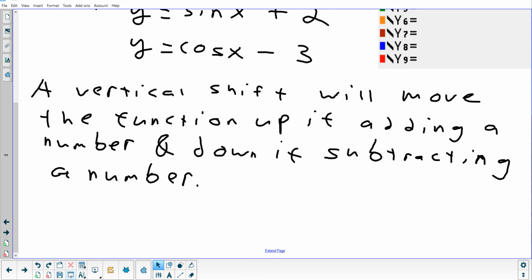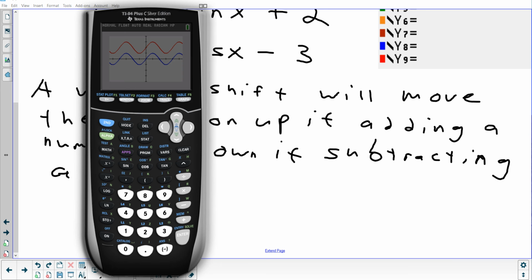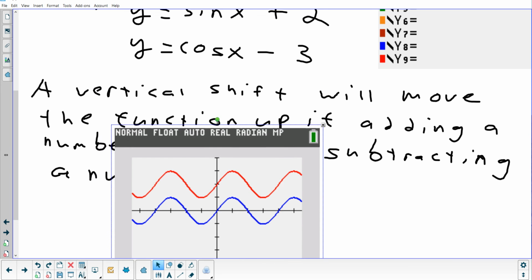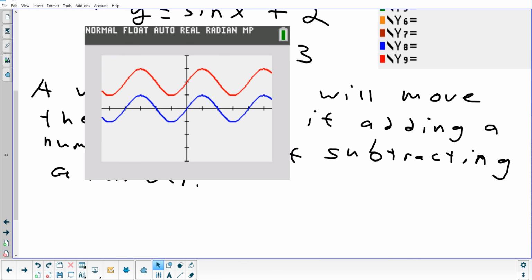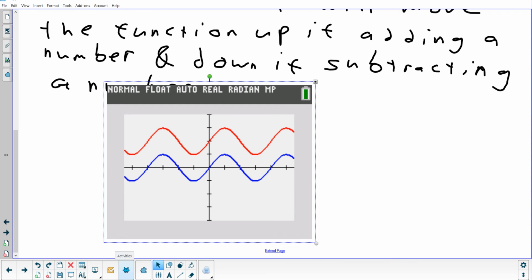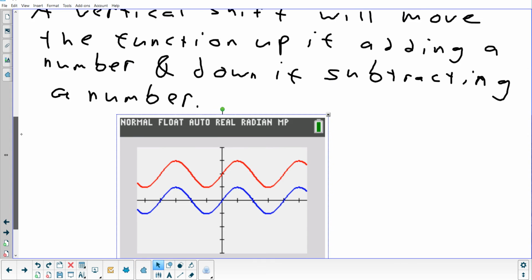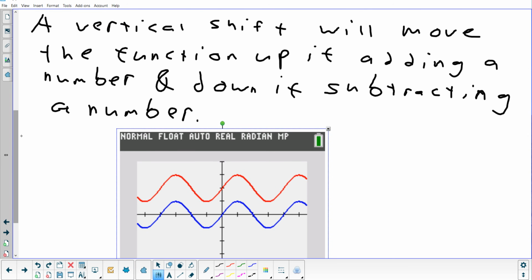So I'm going to bring that graph back up that we just did on the calculator, and I want to look at 2 corresponding points, and I want to see if we can figure out what's changing this time. Is it the x or is it the y? Okay, so here's 2 corresponding points. One here, one here. What's changing in those 2 points? Is it the x value that changed or the y value? Cameron? The y value. Yep, it's the y value again.